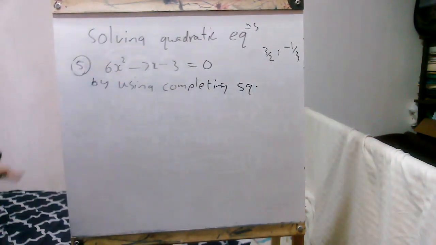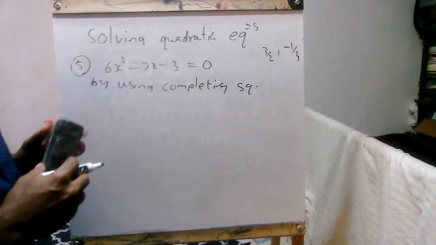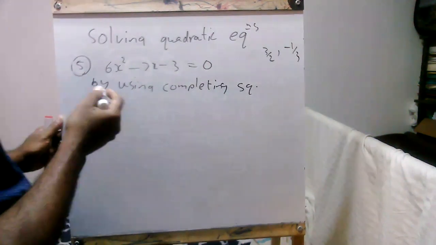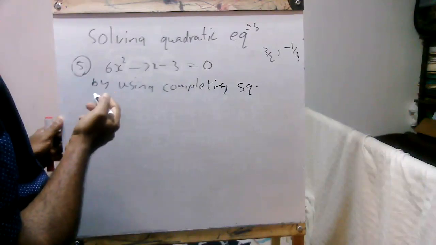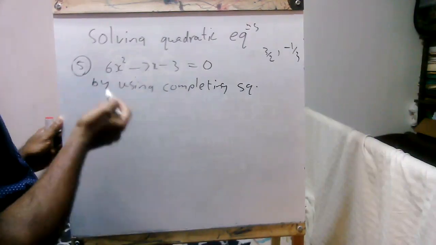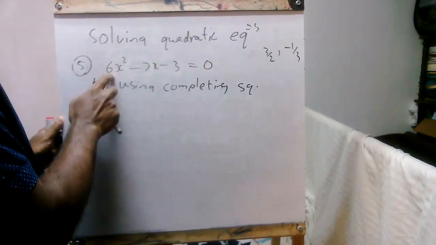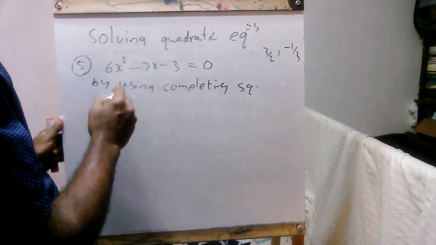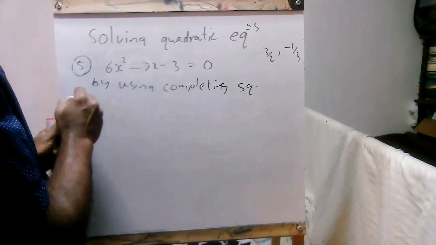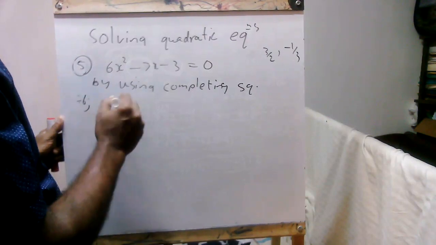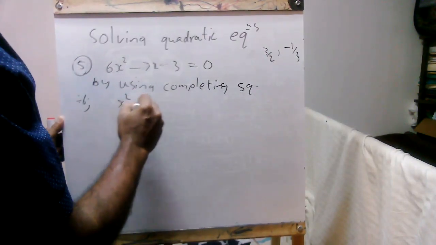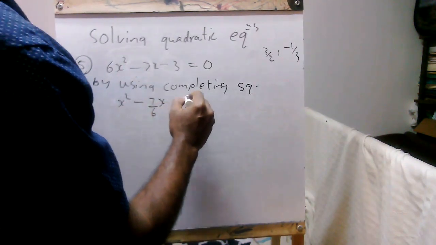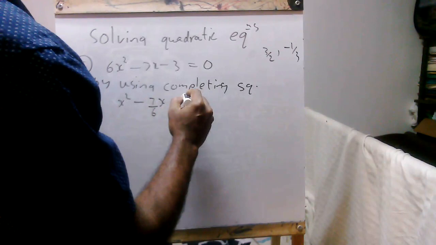Alright, we're going to solve the same equation by the completing the square method. First of all, to use the completing the square method, the coefficient of x squared should be 1. Divide the whole equation by 6. We get x squared minus 7 over 6 x minus 3 over 6 equal to 0.